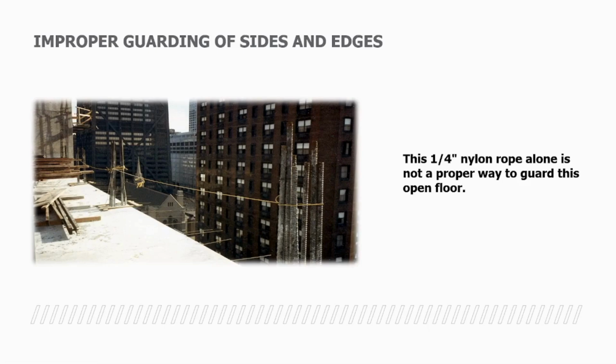Improper guarding of the sides. This 1/4 inch nylon rope alone is not a proper way to guard this particular floor opening. One of the things that this one is missing is a guardrail system, for example, or even some type of barricade system that's going to move them back away from the edge of that particular work area.